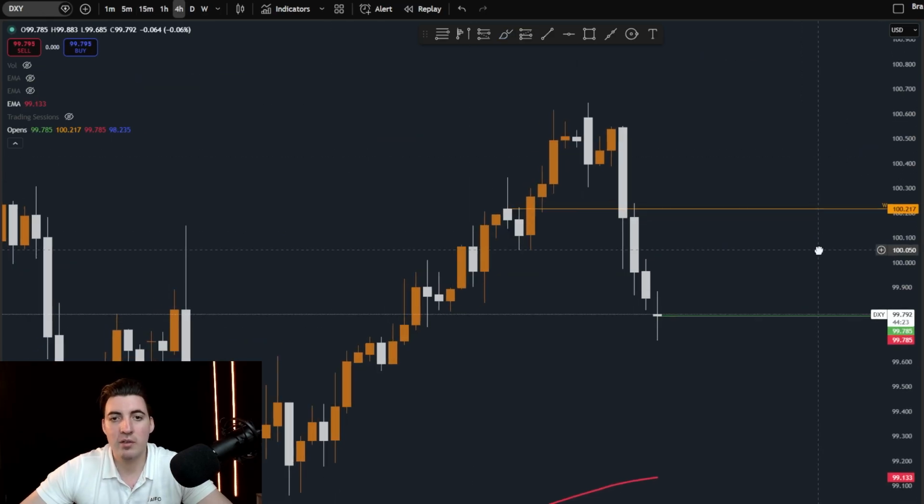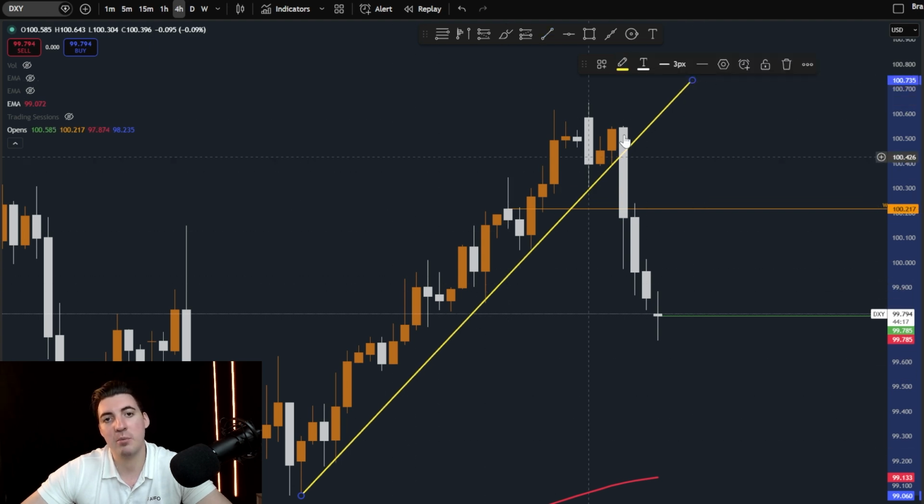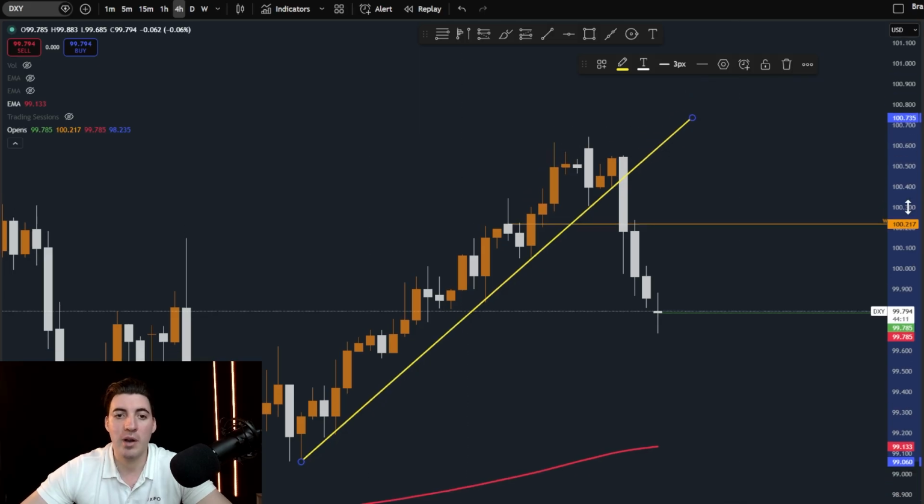Right, over to the DXY. Yesterday, I did mention that there was a substantial amount of liquidity resting below this ascending wedge. This is a beautiful example of a stock chart pattern, the ascending wedge. And what happens with the ascending wedge is that it's actually a bearish pattern. And this has played out beautifully for that bearish pattern.